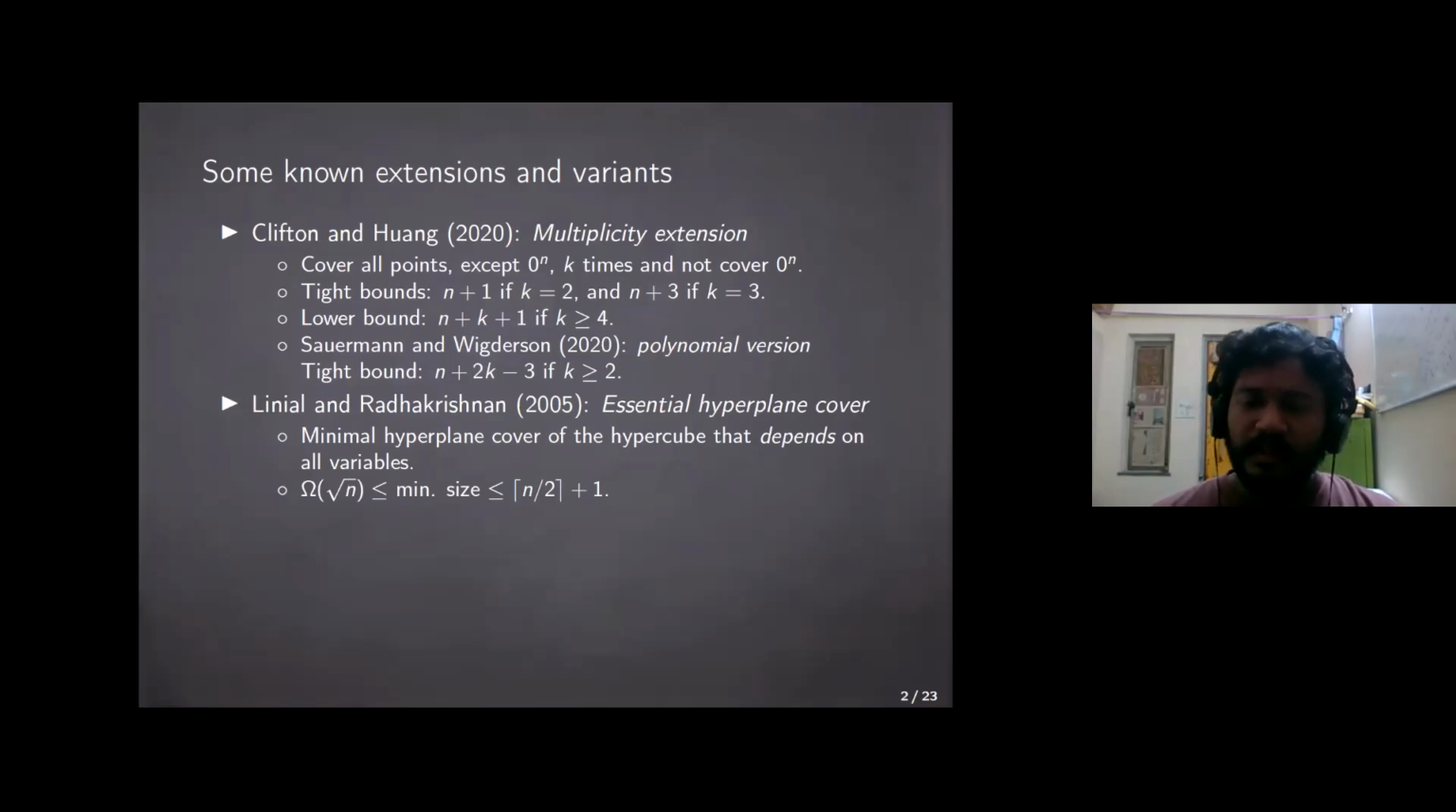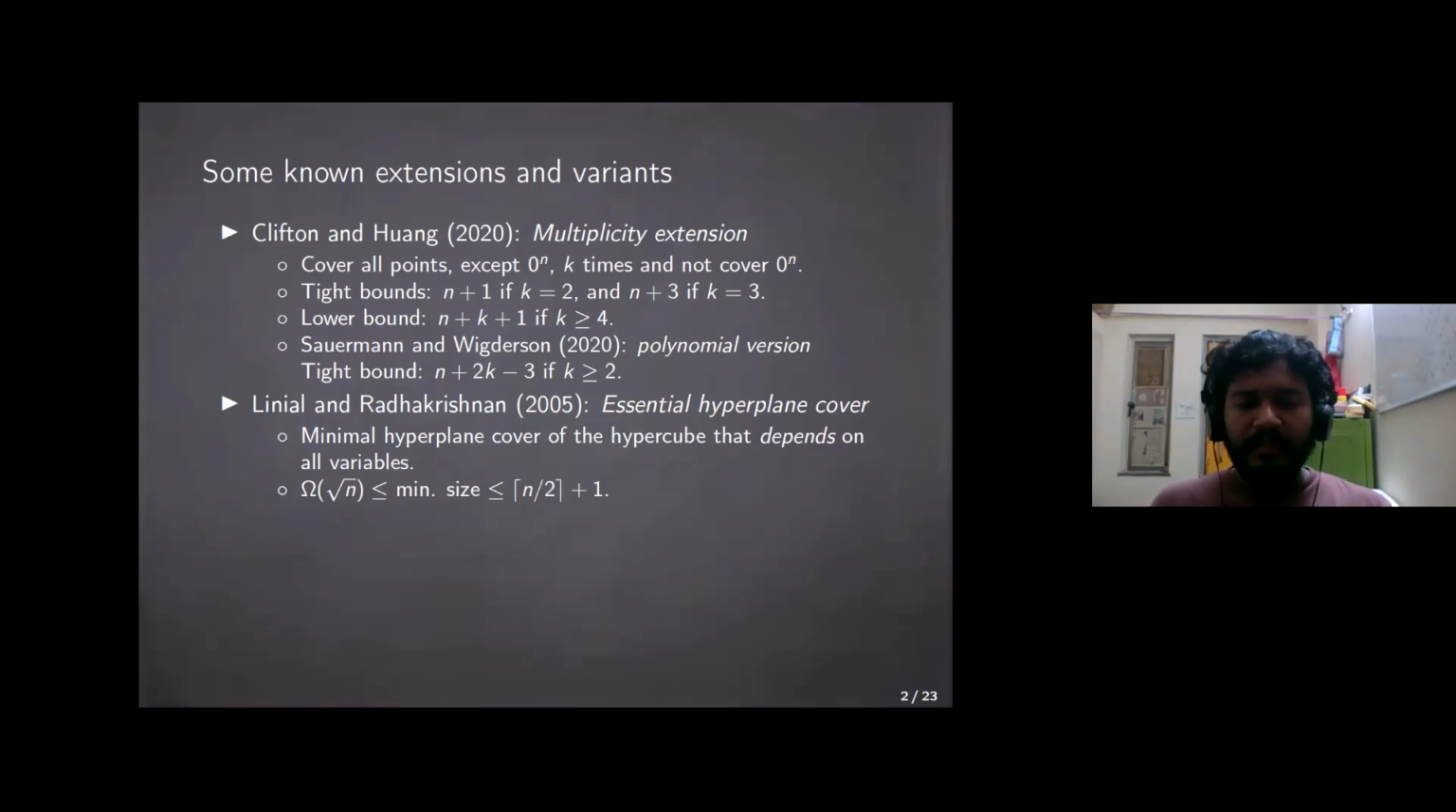Another variant of this question from about 15 years back was by Linial and Radhakrishnan, who proposed something called an essential hyperplane cover. Now, what is this? This is a hyperplane cover for the whole of the hypercube. Points are not excluded. You're supposed to cover the full hypercube. But every variable should be influential. So when you think of the hyperplane cover as being represented by a polynomial which is a product of linear factors, every variable must find its presence in at least one linear factor that forms that polynomial.